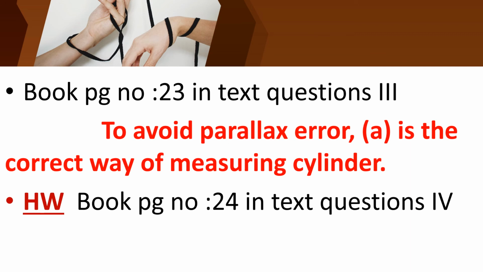Have you all written? Yeah, take page number 24. There is in-text questions 4, is it? Read it. Go to a market and list 5 items each, which are sold by mass and by volume. Will you go along with your mother and father to buy something? Buy grocery, vegetables or fruits?